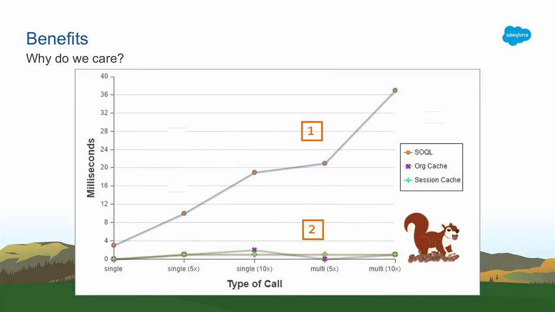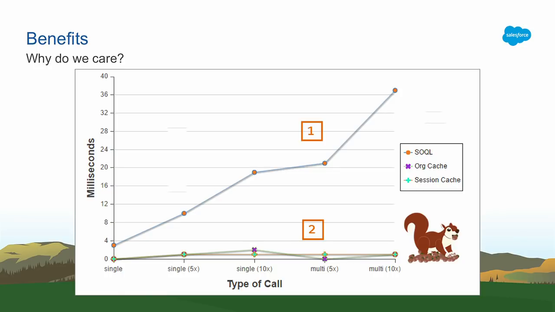And we see the same thing when talking about SQL queries. The more SQL queries you make and the more complex your queries, the longer it takes to go to Salesforce, get data back, go to Salesforce again, get more data back. And we see it go up and up, the more queries and the more complexity we have. Once again, we look at line number two, the cache line, almost flat, almost instantaneous.